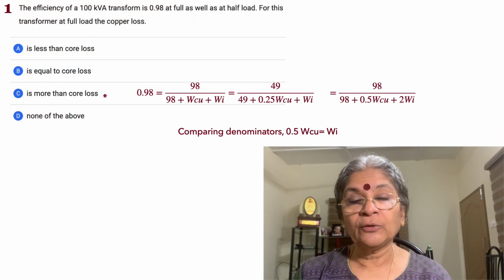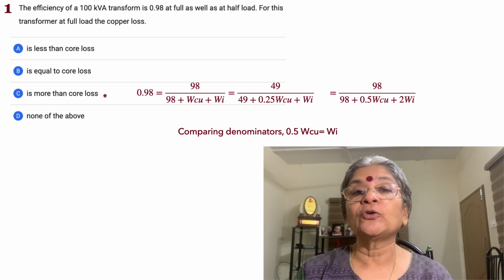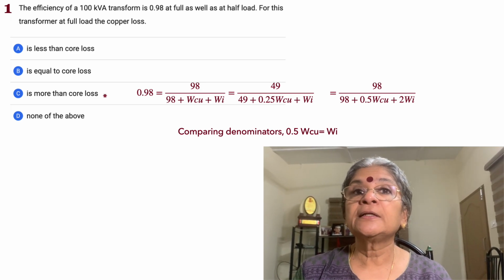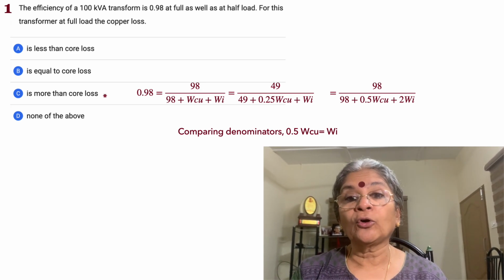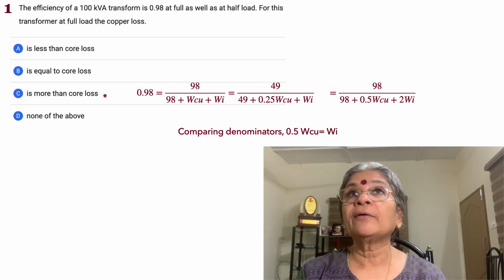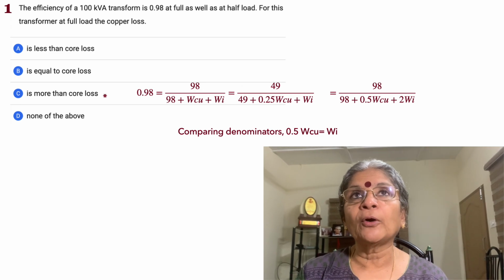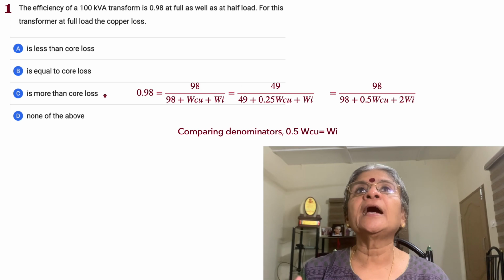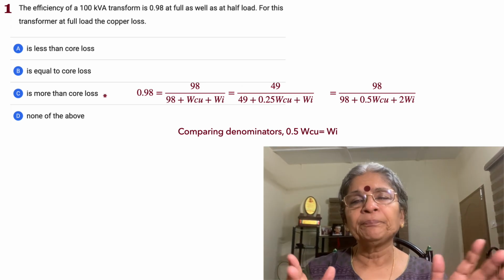For the first problem in this area, now we go directly into problems, it happens that the efficiency of a 100 kVA transformer is 0.98 at full as well as at half load. For this, we want the transformer's full load copper loss. So how do you do that? We are given that the efficiency is the same for both cases. So we equate 0.98, that is the efficiency, as equal to, let's say, 100 as the output. In all these cases you can take 100 kilowatt or megawatt, whatever, as the output.